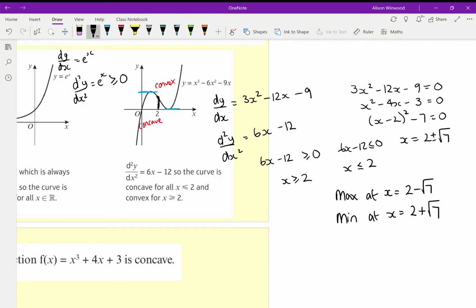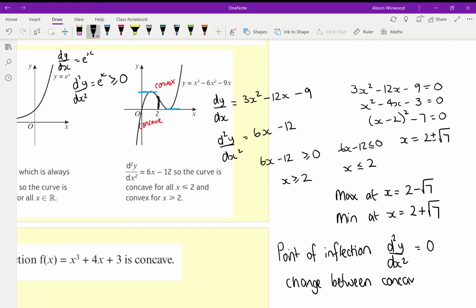That's where we change from being concave to being convex, and that's called a point of inflection. And that's where the second derivative equals 0. We get a change between concave and convex. Obviously it could be the other way around.